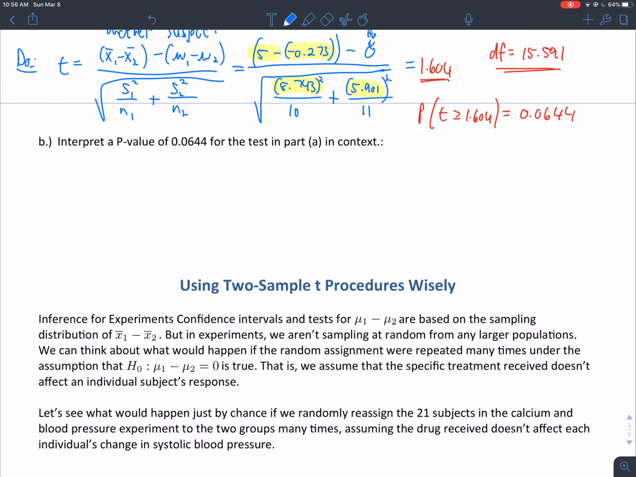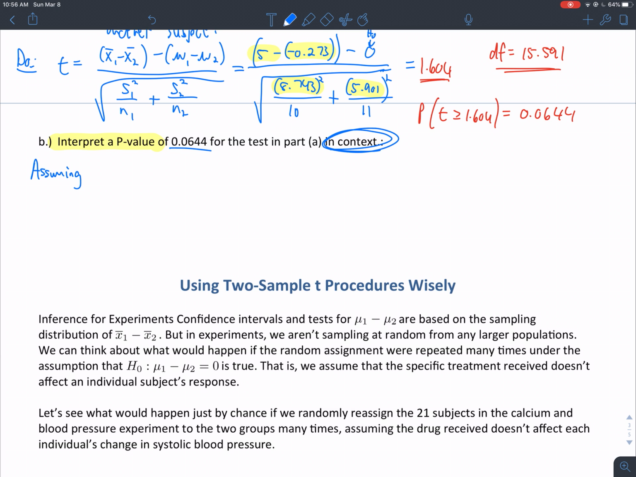Interpreting p-value is traditionally not the strongest part of students' tool set, okay? So it says interpret the p-value of 0.644 for the test in part A in context. Okay, context, very important. All right, so we say, assuming the null hypothesis is true. What does that mean? Assuming there's no difference in the reduction of systolic blood pressure.